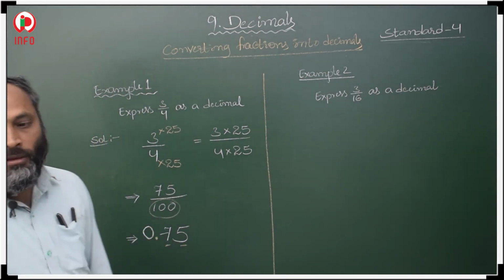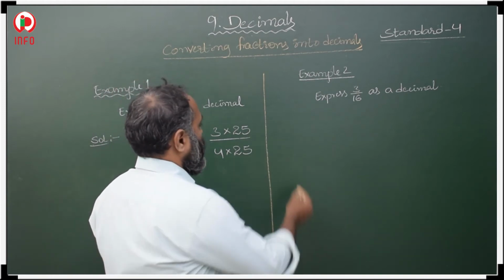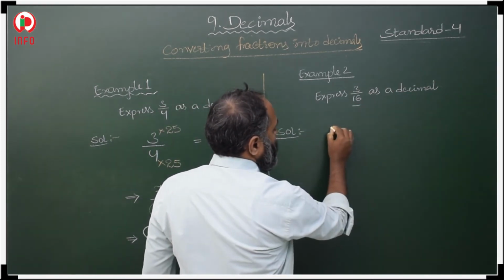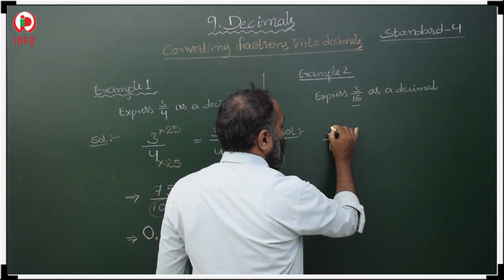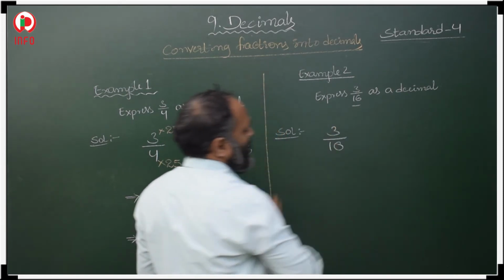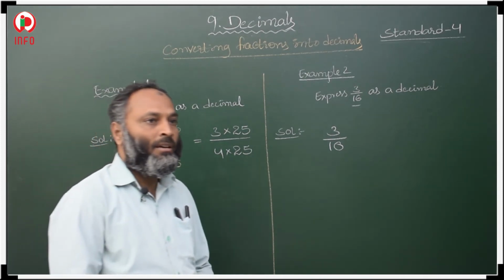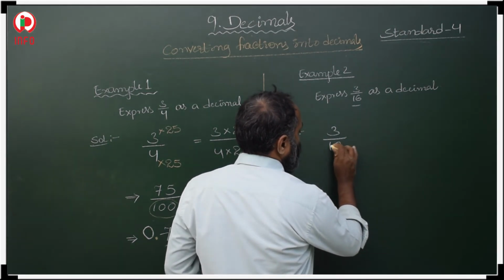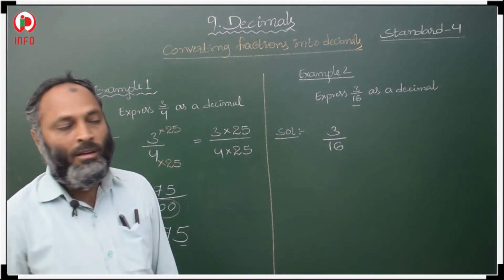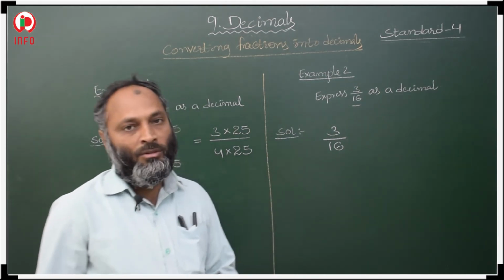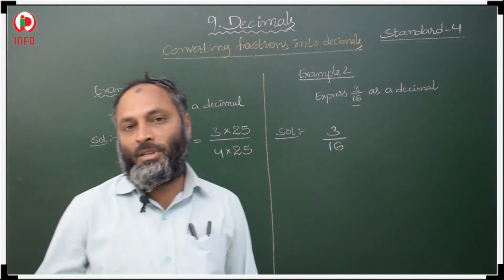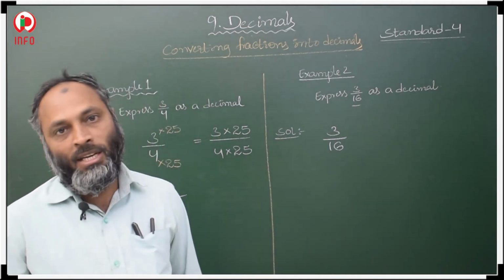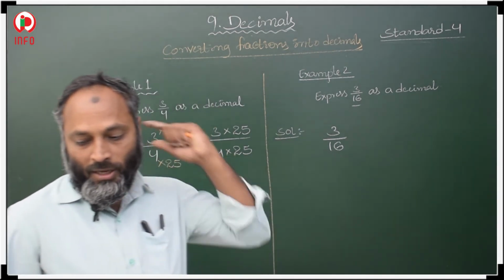Okay. The next one, the second example. We have to convert the fraction 3 by 16 into a decimal. How to convert 3 by 16 into a decimal? Here also we have to think. What is the denominator? 16 is our denominator. First we have to check whether there is any possibility to convert this 16 into 10, 100, 1000, 10,000. If there is, we have to multiply with that number.